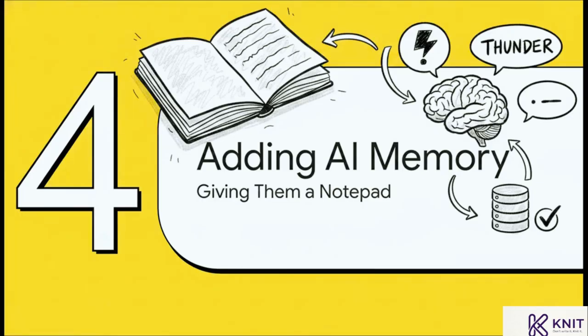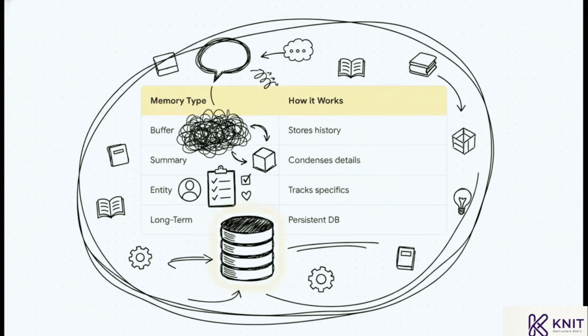Section 4. Adding AI memory, giving them a notepad. So, your employee now has a shiny new library, but unfortunately, they still have amnesia. Imagine asking for an update on the Thunder project. The AI has absolutely no idea what that is. So, you explain it's a secret launch code. Then, in the very next meeting, you ask about Thunder again, and the AI has already forgotten. They are literally treating every single meeting like it's their very first day on the job.